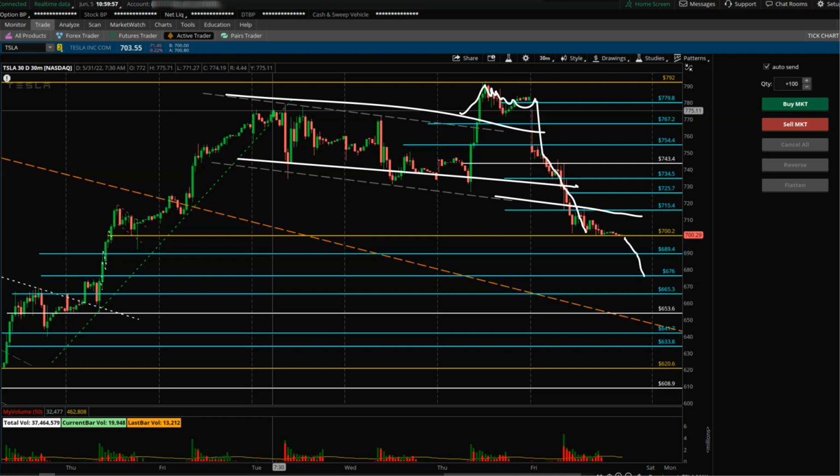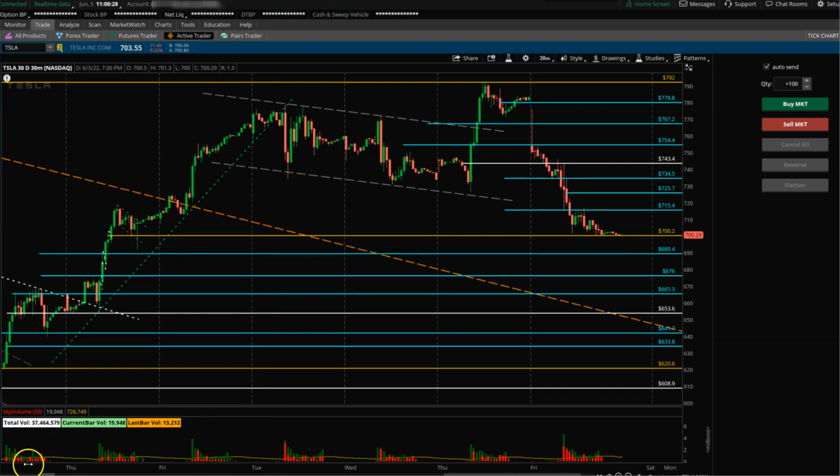So it still looks weak. Maybe it wants to go and retest this downtrend line that it broke out of right here. So maybe it wants to do that, which would coincide nicely with the 642 number. So yeah, I mean, looks under pressure. Tesla, yeah, no excitement right now for bulls.